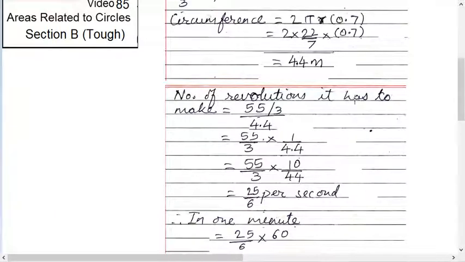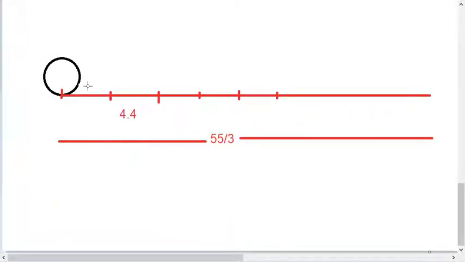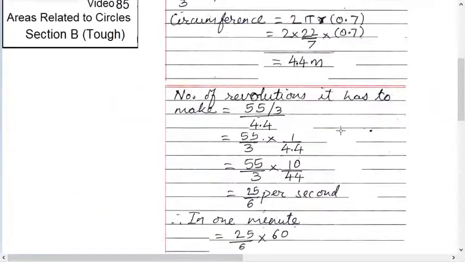So number of revolutions it has to make is 55 by 3, means this total distance upon these shorter distances 4.4, right? So 55 by 3 upon 4.4. So it becomes 55 by 3 into 1 upon 4.4. Solve this, you will get 25 upon 6 per second. Means this much revolutions it has to make to cover the distance of 55 by 3.